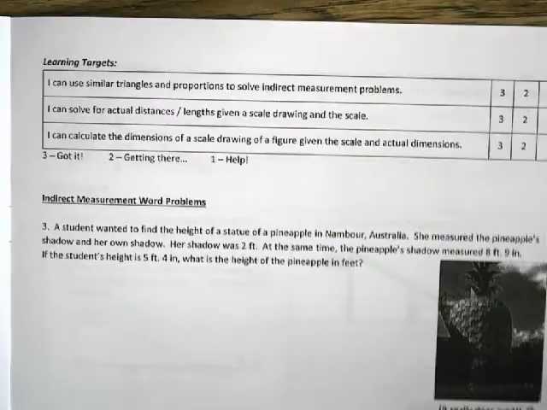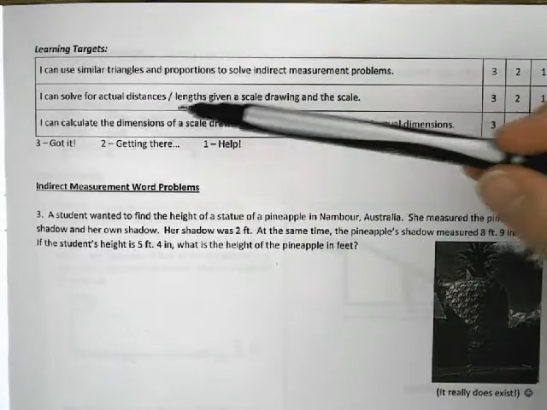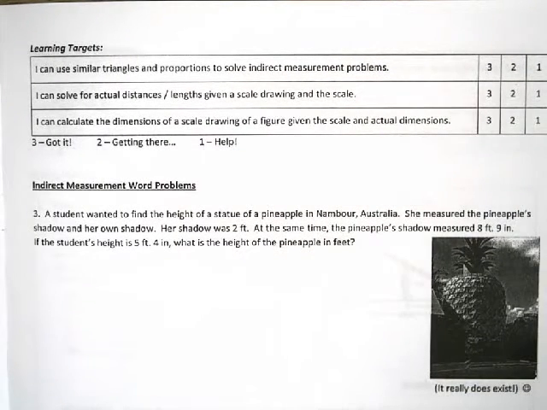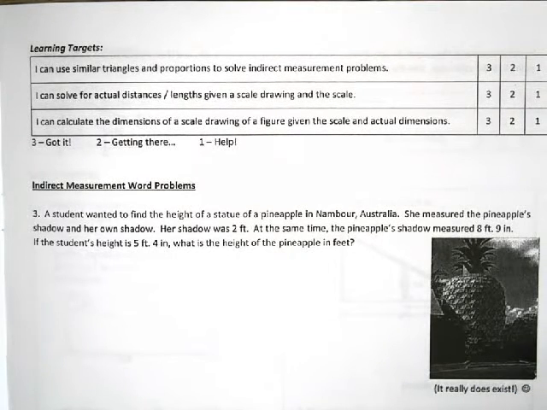Okay, so here we go. Our goals for today: we're going to be using similar triangles and proportions to solve indirect measurement problems. We're going to solve for actual distances and lengths given a scale drawing and a scale. And then, taking the opposite of that, calculating the dimensions of a scale drawing if I have the scale and the actual measurement.